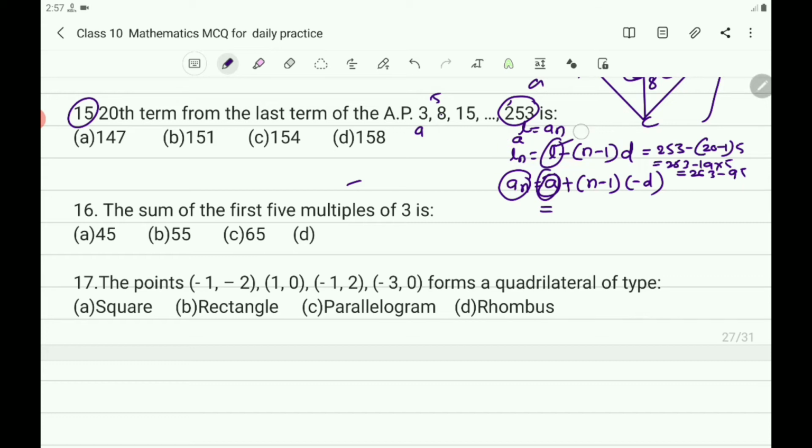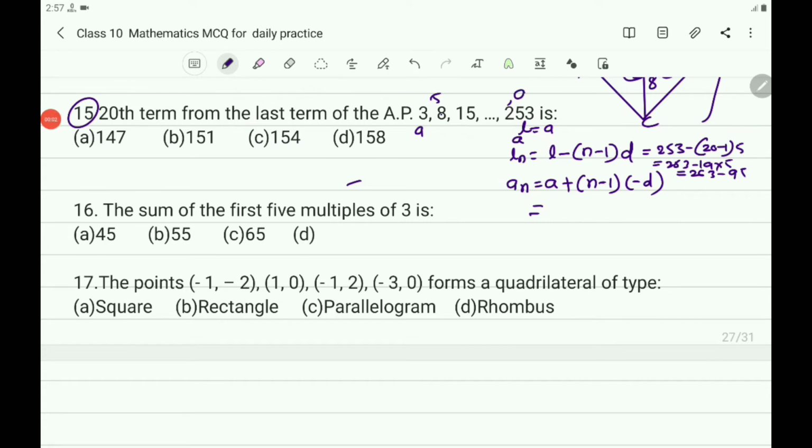You can take 253 as L or 253 as A. If you take 253 as A, here you have to take negative. If you take 253 as L, here you have to take negative. Both are same here. Here also you observe, you will get the same number here, A.